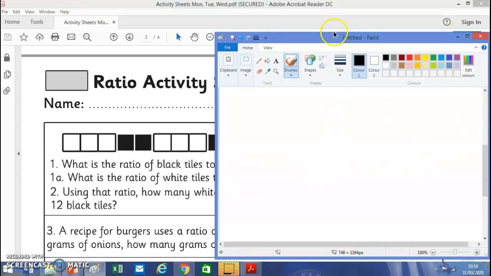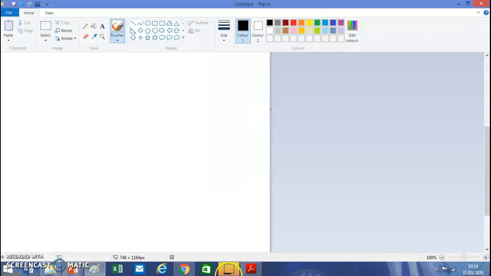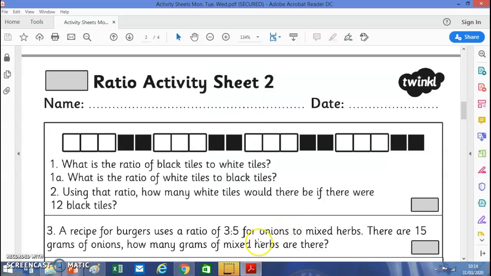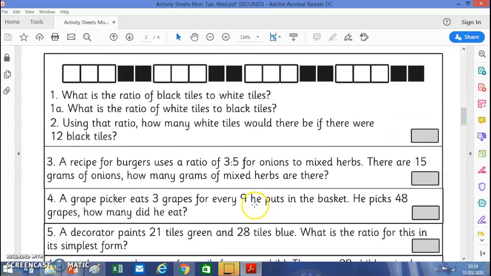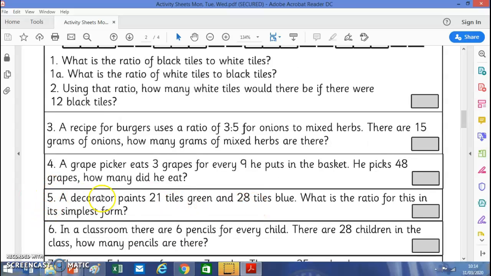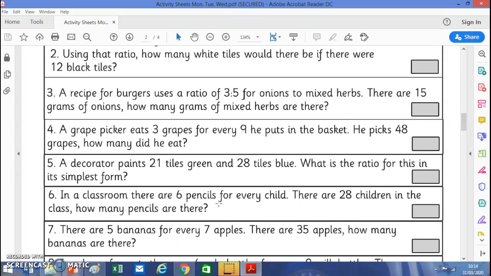Now the next one I'm going to show you is number 3. It's talking about the ratio of onions to herbs. Once again, you just need to multiply the same on each side to get the number that you need in your ratio. Just skipping ahead here to number 5, a decorator paints 21 tiles green and 28 tiles blue. What's the ratio for this in its simplest form? We can't divide by 2 here. We could divide by a different number to work out the highest common factor, or you could use your knowledge of multiplication tables to work this out.